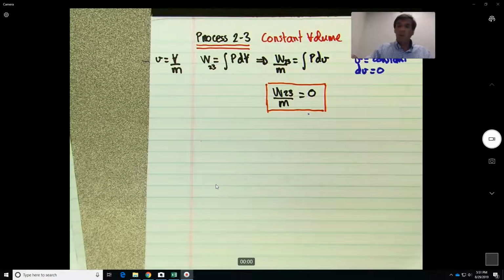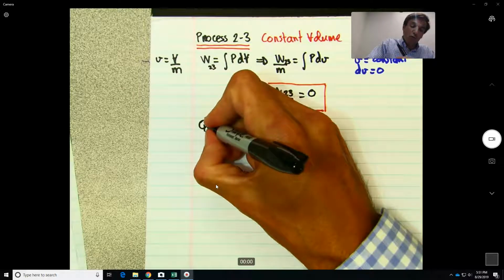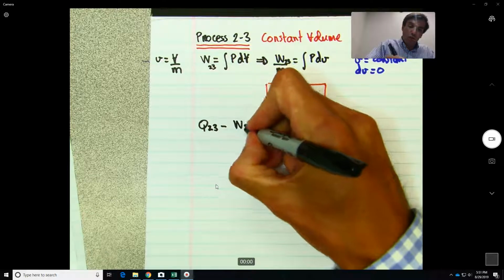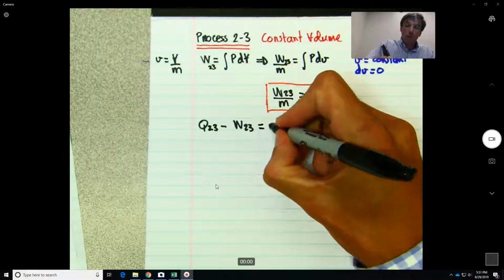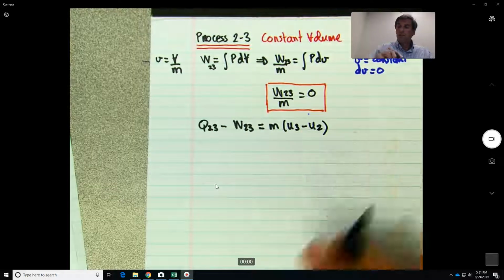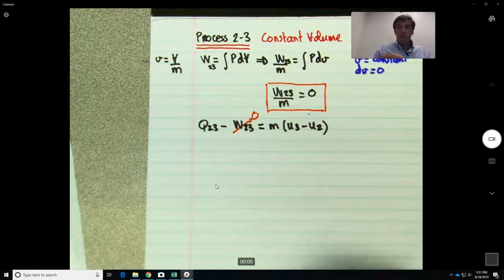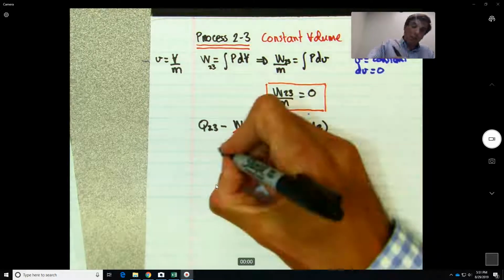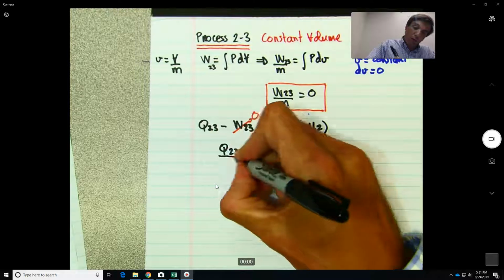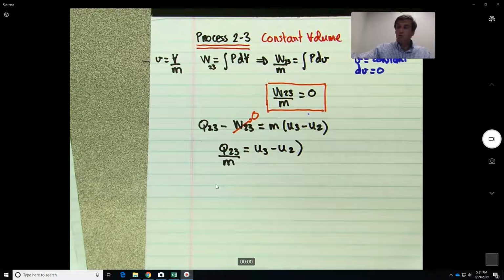Okay? And using again the first principle of thermodynamics, we have Q23 minus work 2/3 will be equal to M (U3 minus U2). But we just showed over here that this will be 0. So basically at the end we have that Q23 over M is equal to U3 minus U2.